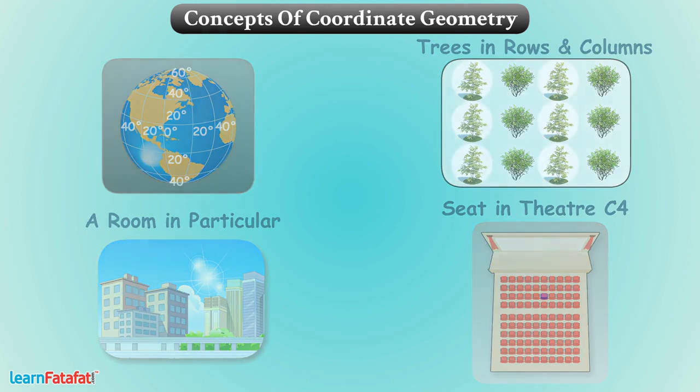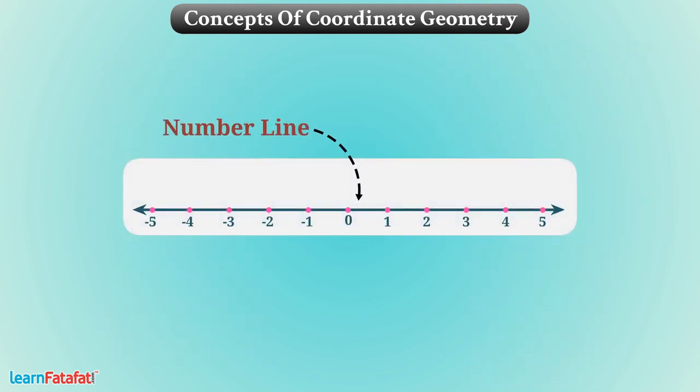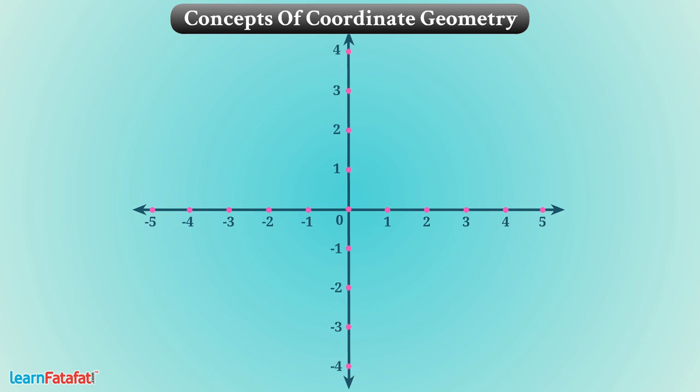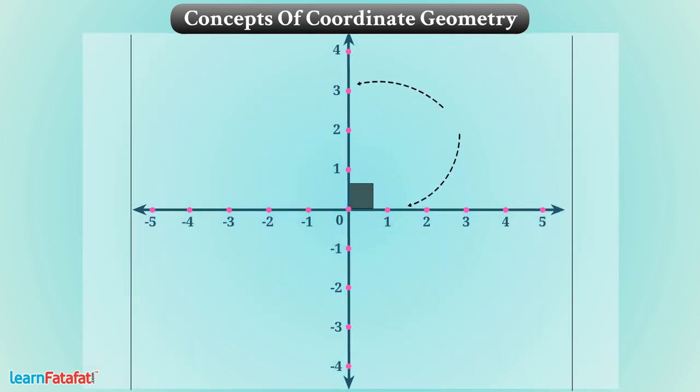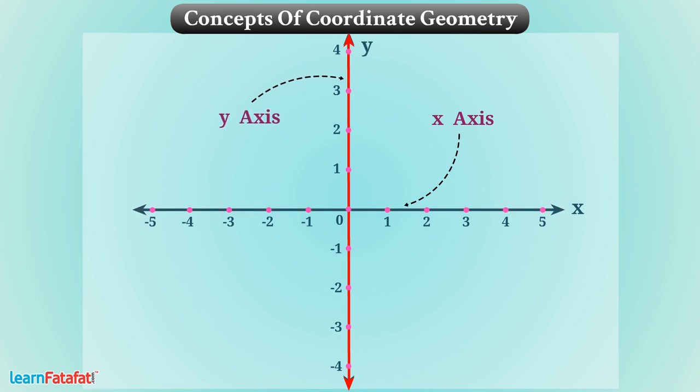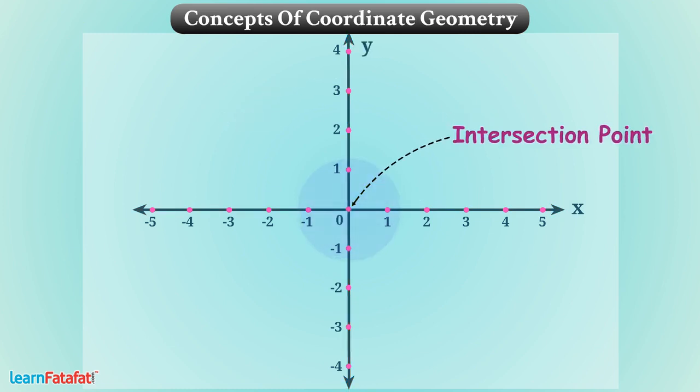You have learned about number lines. We use the number line to represent the numbers by marking points on the line at equal distances. We can draw two such number lines perpendicular to each other on a plane. We call these lines coordinate axes. The horizontal line is called the x-axis and the vertical line is called the y-axis. Their intersection point is called origin. Let it be 0.